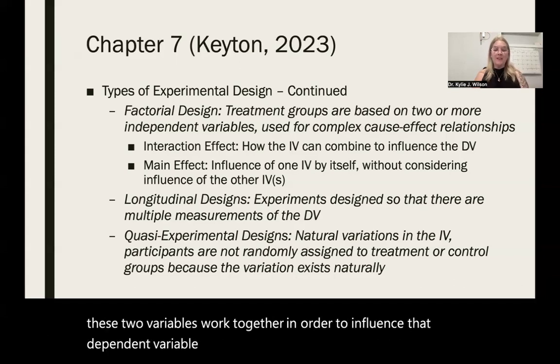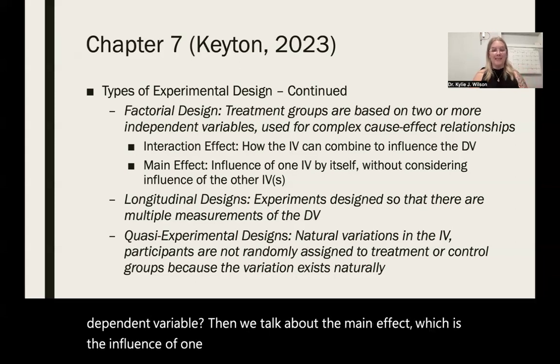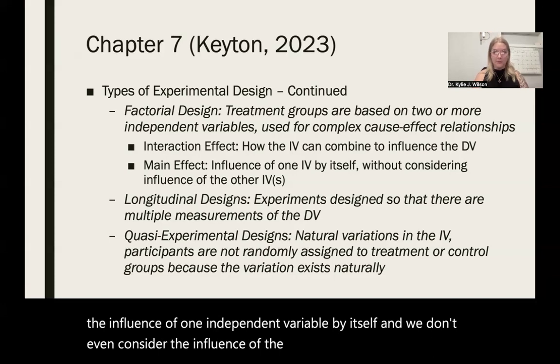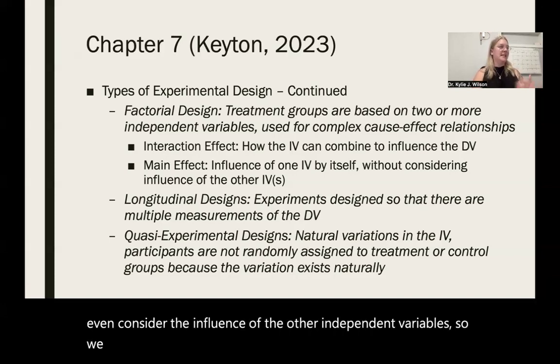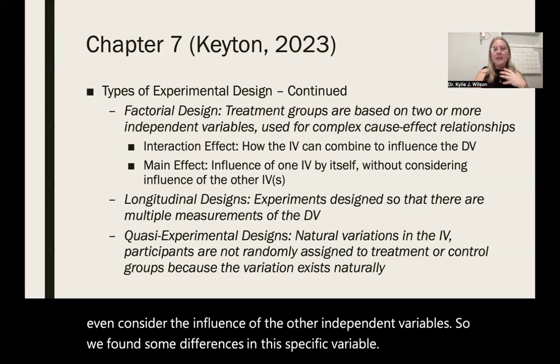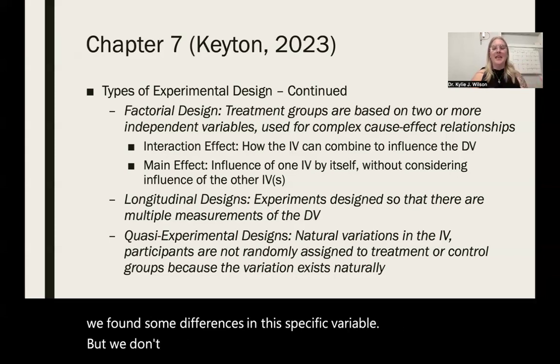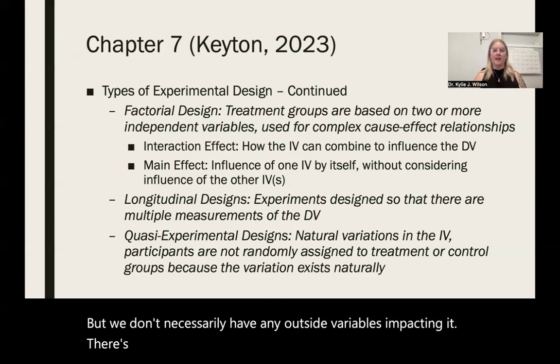Then we talk about the main effect, which is the influence of one independent variable by itself, and we don't even consider the influence of the other independent variables. So we found some differences in this specific variable, but we don't necessarily have any outside variables impacting it. There's not an interaction effect. Okay.